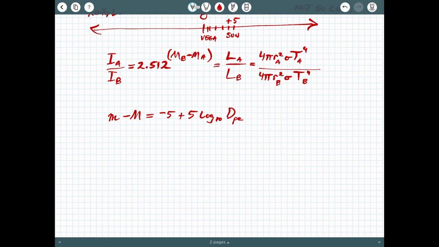So let's play with this just a little bit to confirm what we're thinking. If the object that we're applying this equation to is 10 parsecs away, that would mean that its apparent magnitude and absolute magnitude are the same, by definition. The log of 10 parsecs is 1. 1 times 5 is 5, and 5 minus 5 is 0. So that confirms what's going on here.